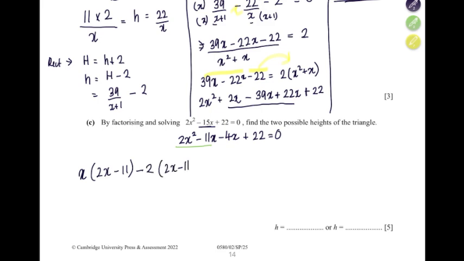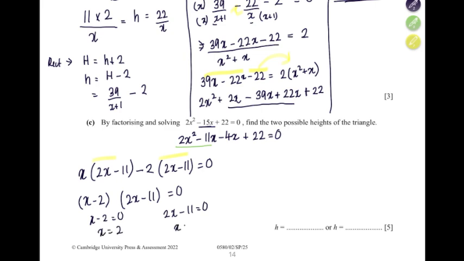2x minus 11 equals 0. These and these are supposed to be equal for our factorization to work. Now we can combine them: x minus 2 and 2x minus 11. This equals 0. So x minus 2 equals 0 and 2x minus 11 equals 0. So x equals 2 and x equals 11 over 2.